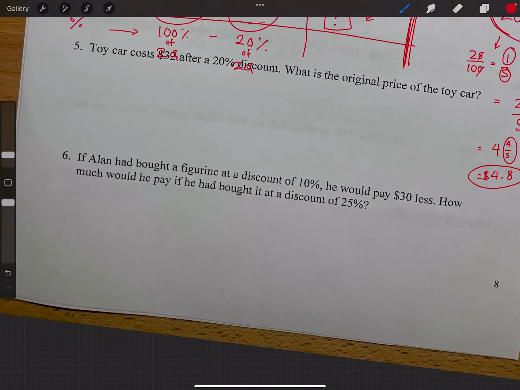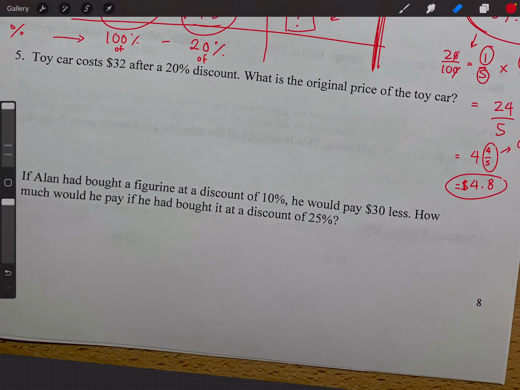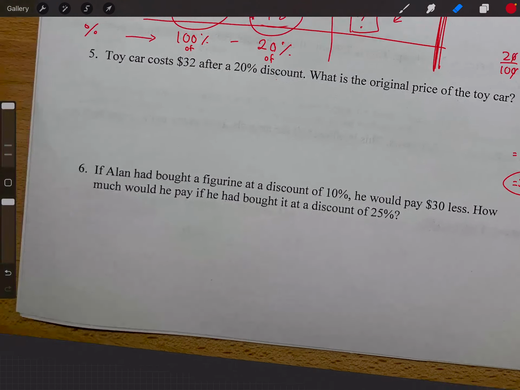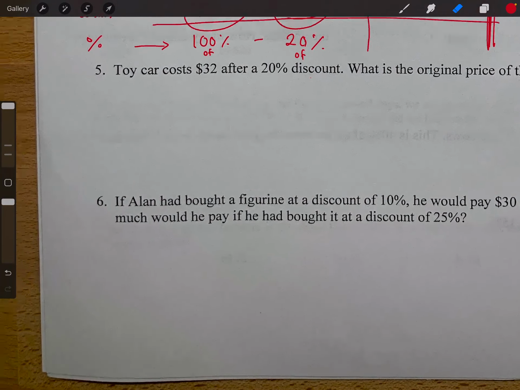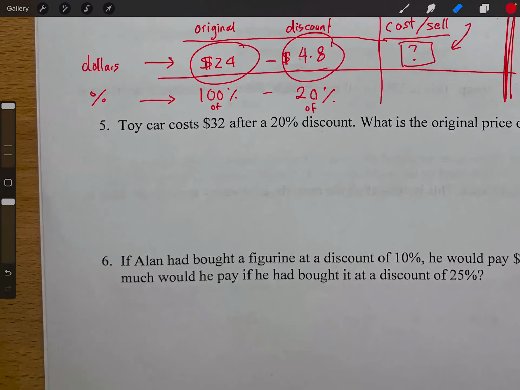Question 5. Toy cars cost $32 after a 20% discount. What's the original price of the car? Okay. So here you have your original. You have your discount. And you have the cost.